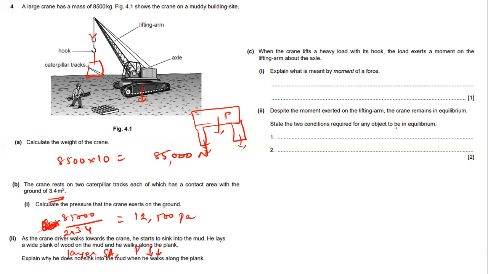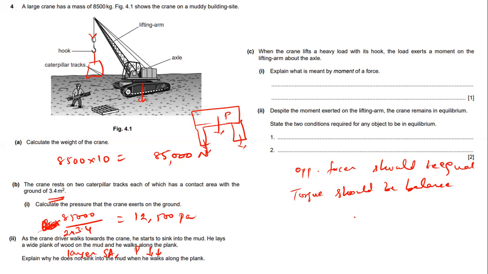The opposite forces acting on the object should be equal. And the torque in opposite directions should also be equal. Torque should be balanced. Or you can also say the anti-clockwise moment should be equal to the clockwise moment, and only then the object will not topple.